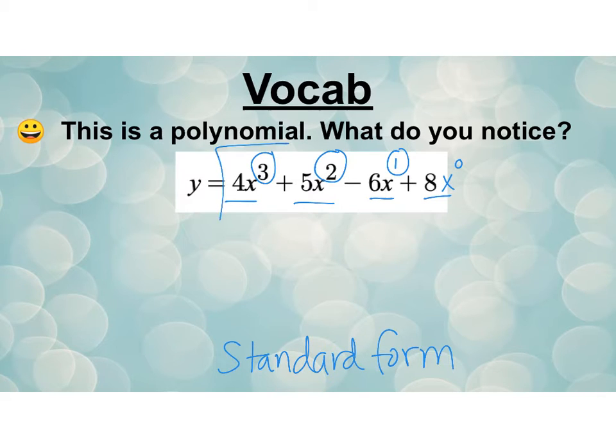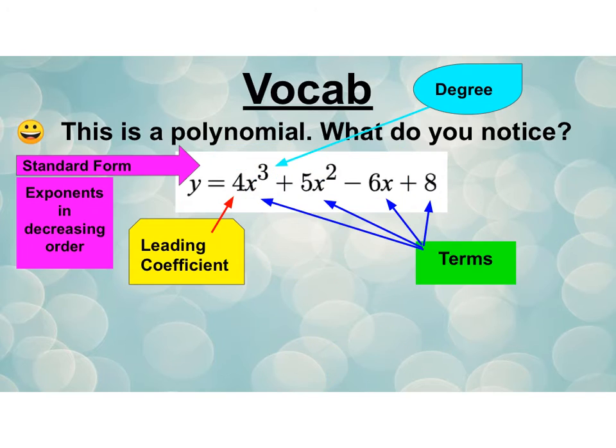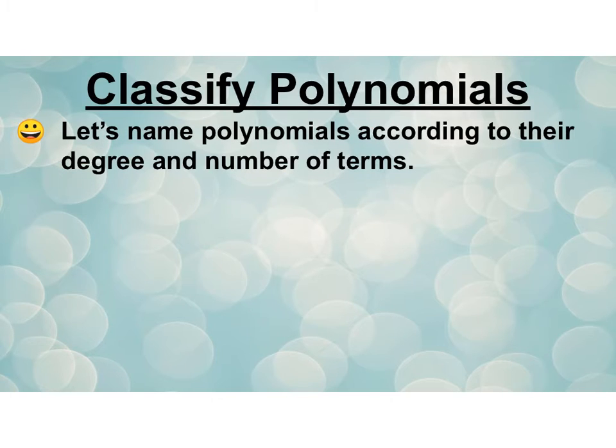This first term, once it's in standard form, is called my leading term, and the 4 is called my leading coefficient. The 8 is the constant. The constant doesn't have any variable with it. So there we go. Standard form, exponents in decreasing order, leading coefficient, degree, and we have 4 terms. So let's look at classifying.